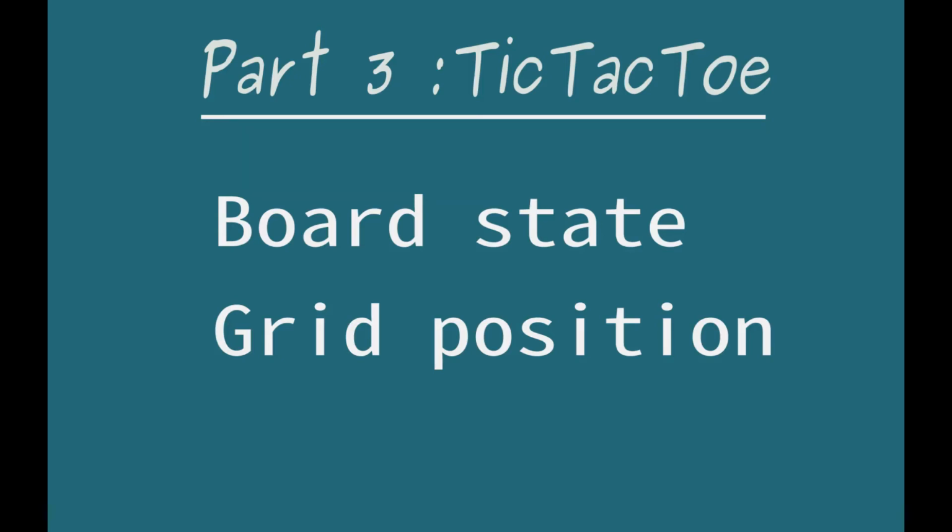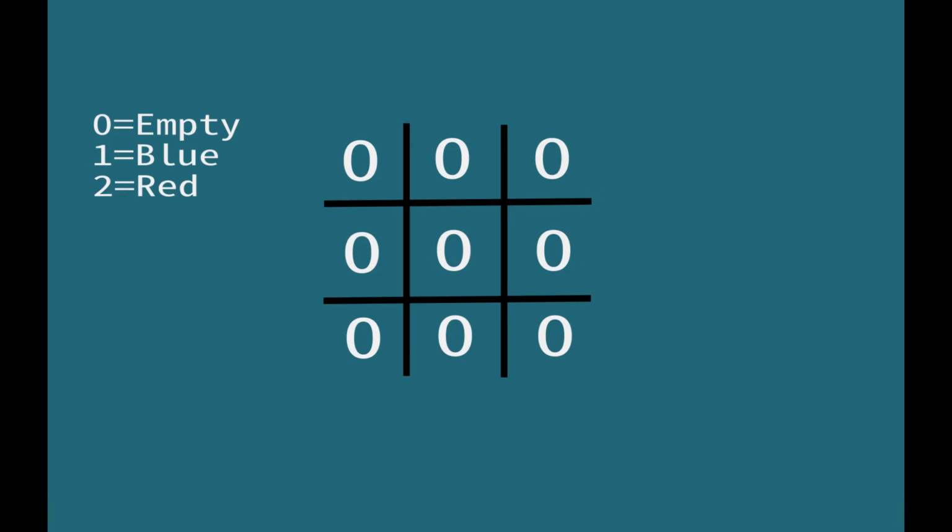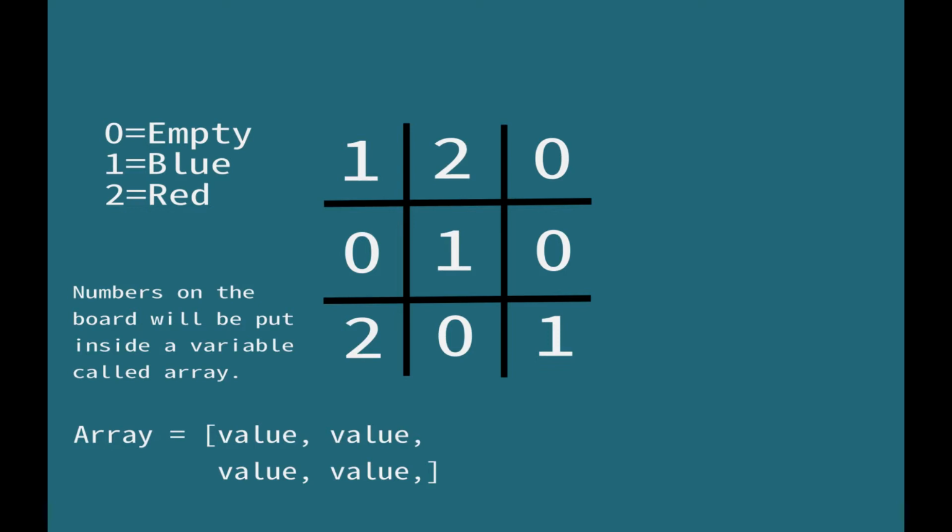Now let's take a look at this tic-tac-toe board. We will be using numbers to represent the state: 0 for empty, 1 for blue, and 2 for red. And when the player plays the game and changes the board state, it will look like this one.